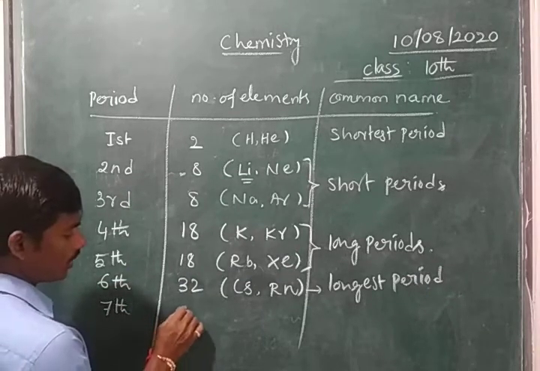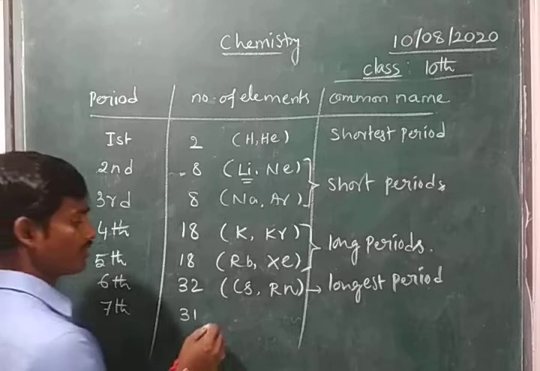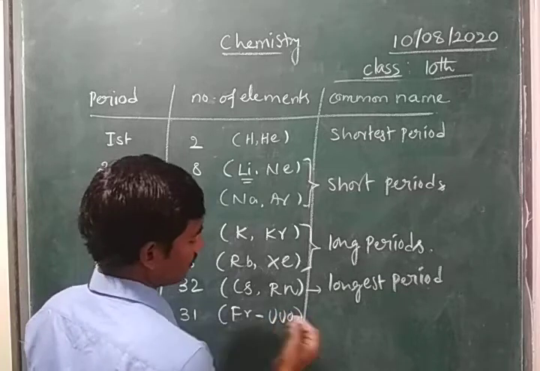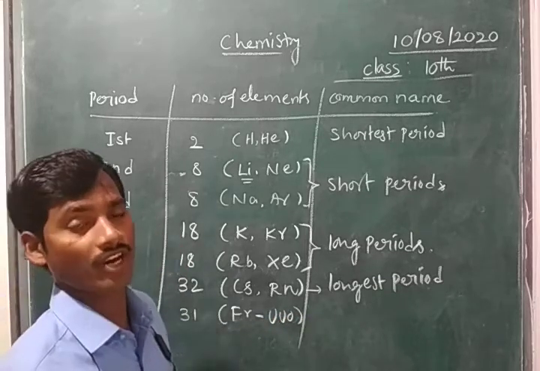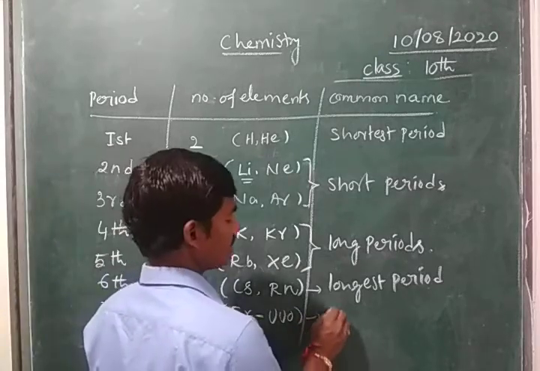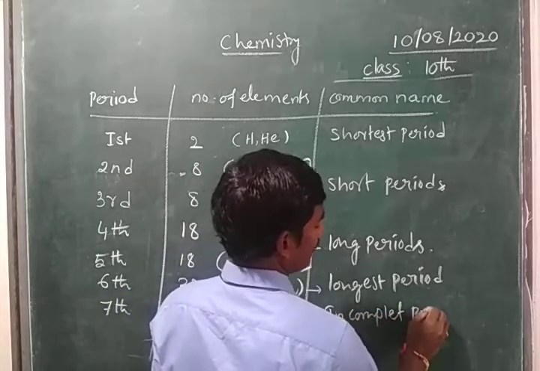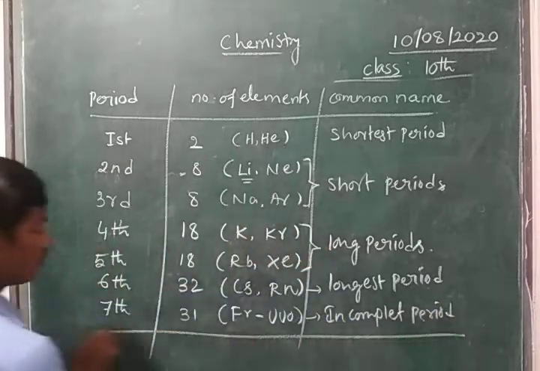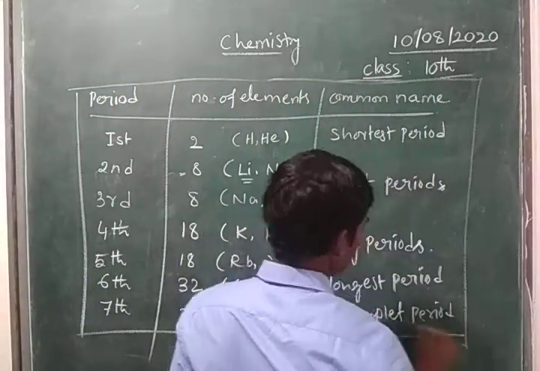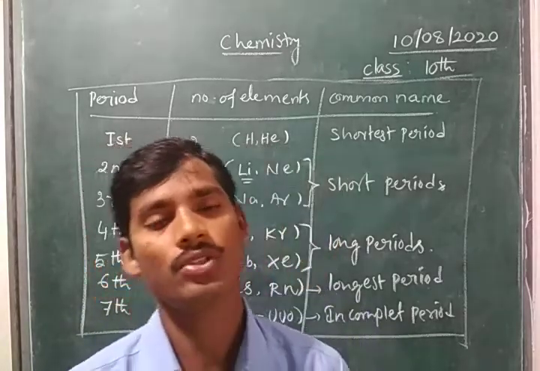After that, the seventh period. In some books it is given as an incomplete period. Whatever it may be, we have written 31 elements here, starting with francium and ending with ununoctium. Till today we know some elements, and we don't know some elements. That's why we consider the seventh period the incomplete period according to our textbook. Right, children? So these are the common names for the first period through the seventh period.